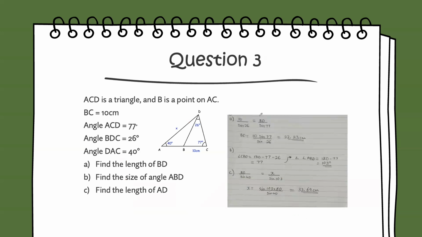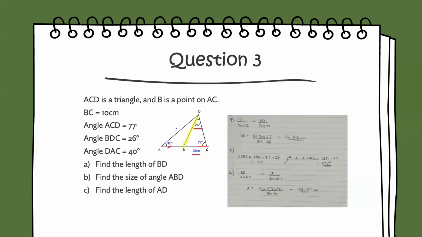Now the last question, a bit of a multi-step question here, but again, they've given us the diagram, so that makes things a lot easier for us. So BC is equal to 10 centimeters, angle ACD is equal to 77 degrees, angle BDC is equal to 26 degrees, DAC is equal to 40 degrees, and we want to find the length of BD first. So I'm just going to highlight that just so we know what we're talking about. So if we want to find the length of this side first, okay?